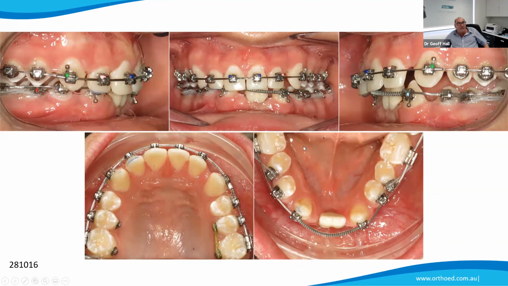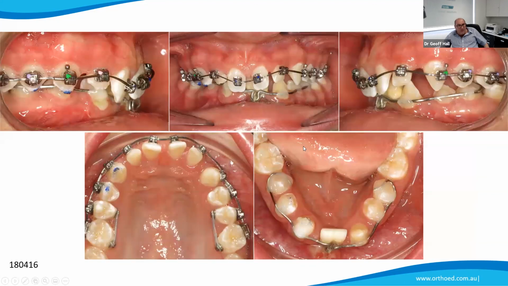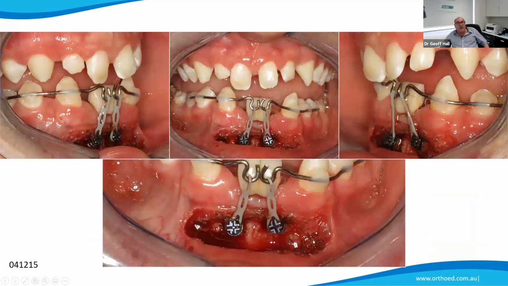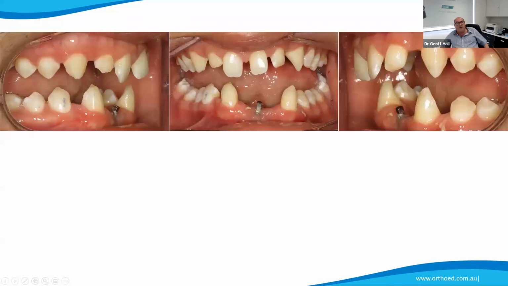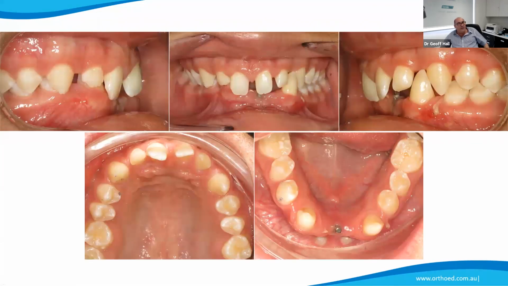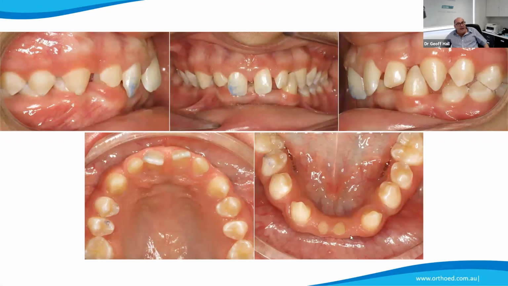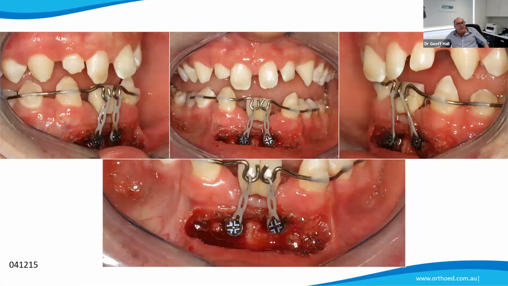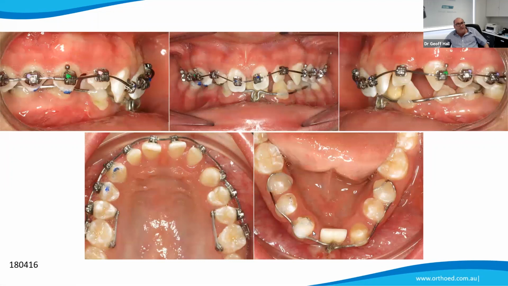This kid, when they first started, looked like this. And here we are now. So we're now leveling and aligning.